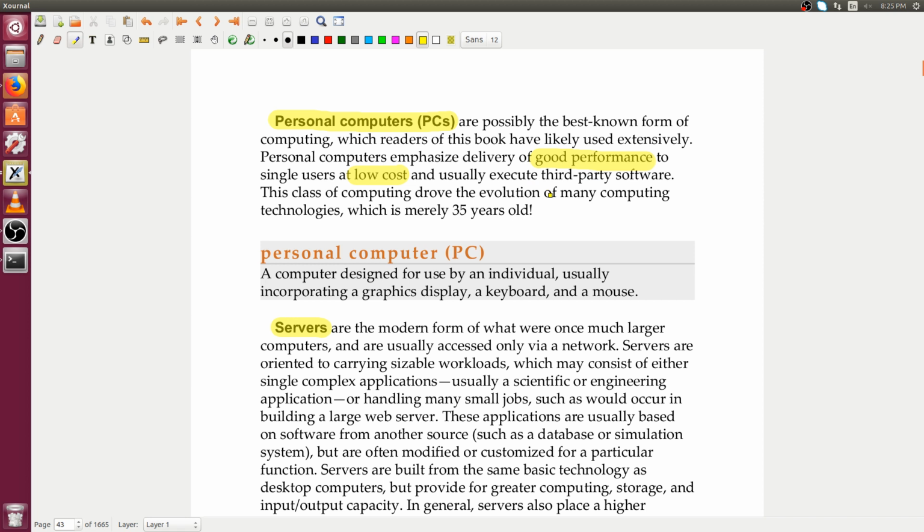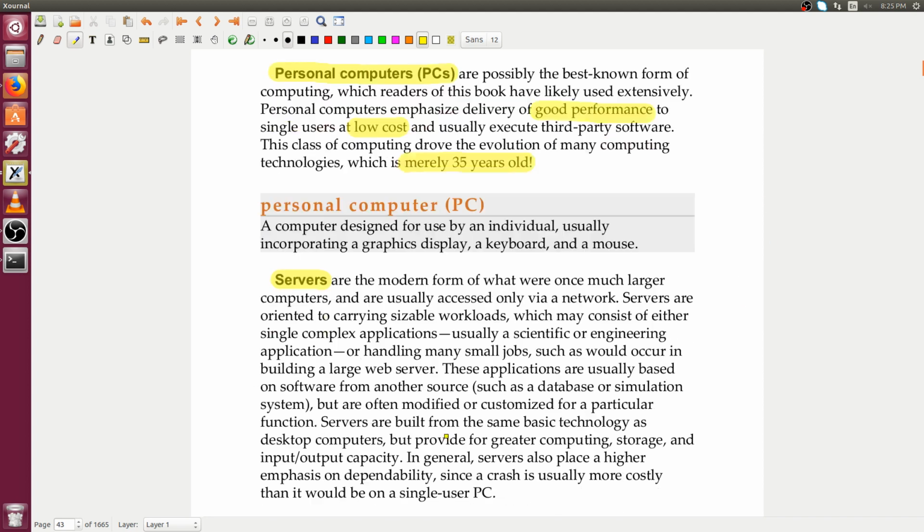This class of computing drove the evolution of many computing technologies, which is nearly 35 years old. Yep, that's true. I guess it's been around 35 years now since the PC revolution really started to take over. So that's pretty cool. I like that.